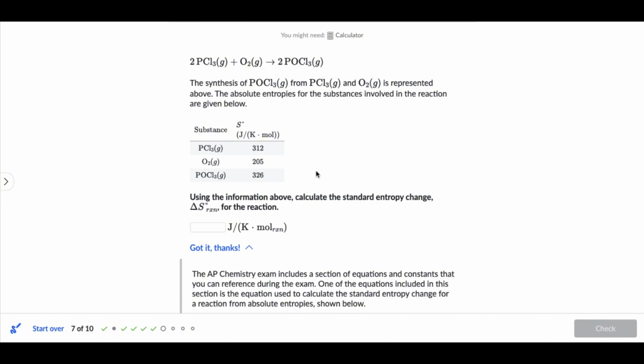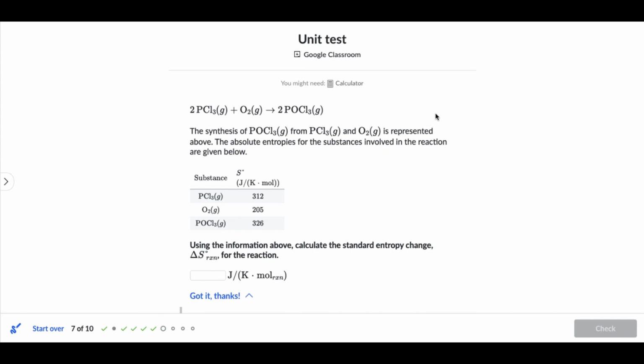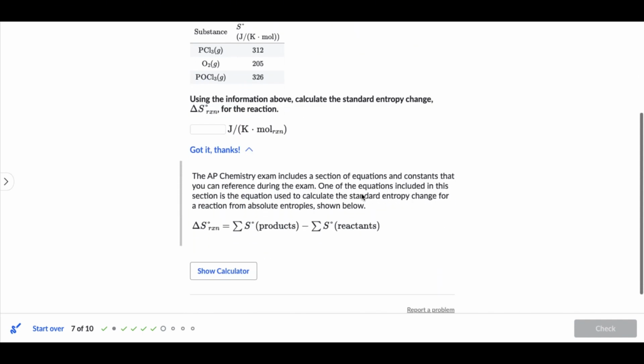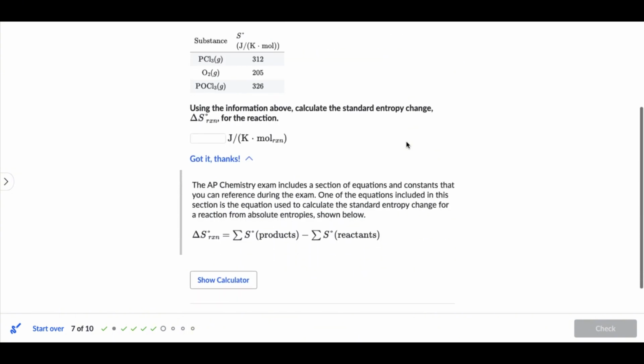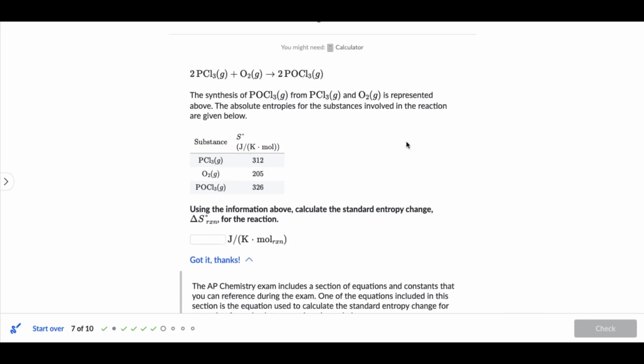Okay. The synthesis of this acid is presented. We need to calculate the standard entropy change. So we just need to take the products minus the reactants. And remember to include the coefficients in front of our substances too. I'm just going to pull out my calculator. So we're going to do 2 times 326 minus 205 minus 2 times 312. And that would be minus 177.